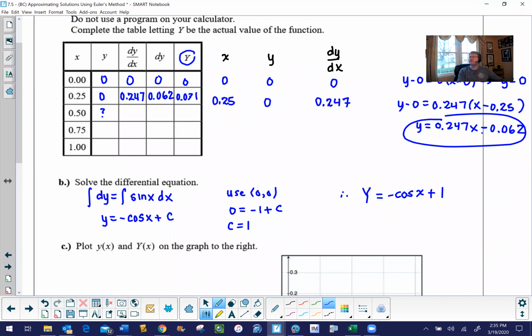Noah asked, would you have to find dy and capital Y on the AP exam? I've never seen it. I've never seen a situation where a student would have to do that. And I'll be honest, I don't see too many textbooks that have you do this. This is just something that I picked up from a few sites.